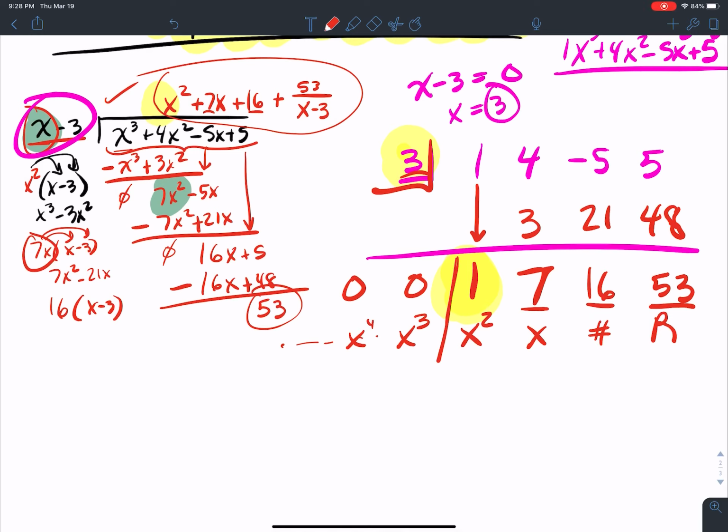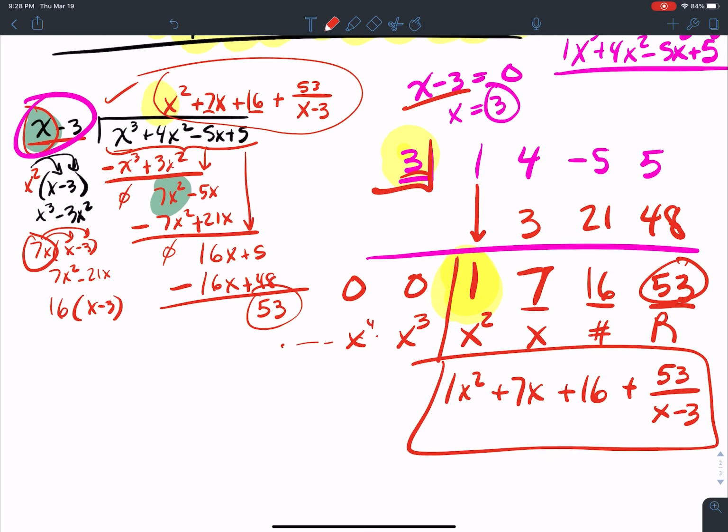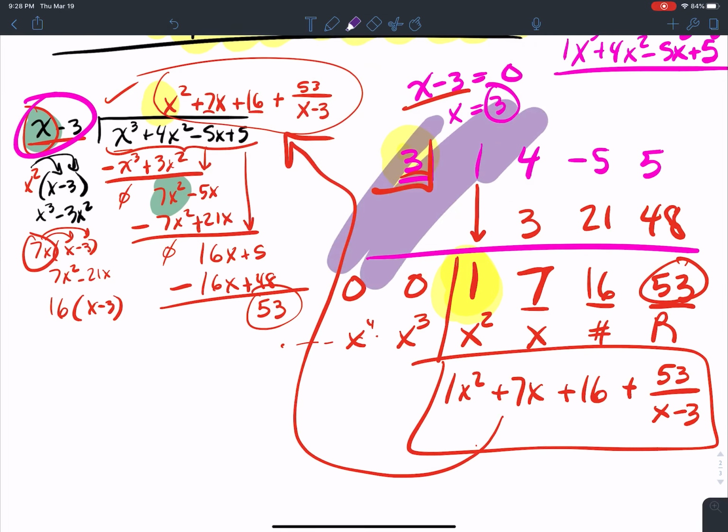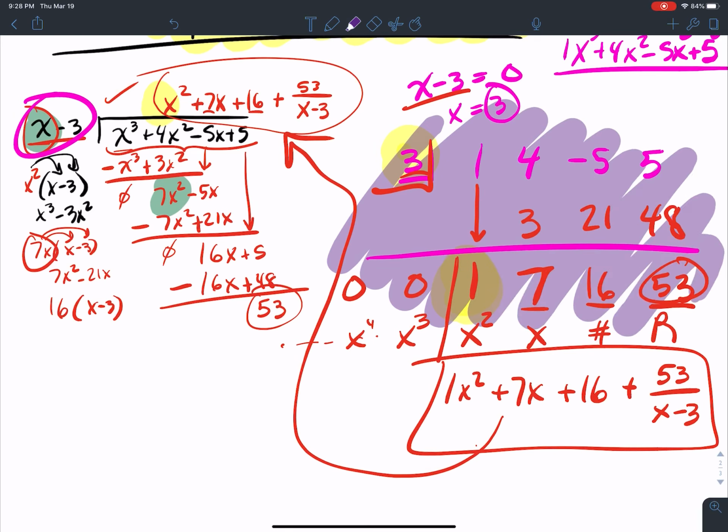So what is that? That's 1x squared plus 7x plus 16 plus, and how do we handle the remainder? 53 over what we divided by, x minus 3. See how quick that was? And we still got the same answer here, but with a whole lot less work. Boom. All right, let's try another one.